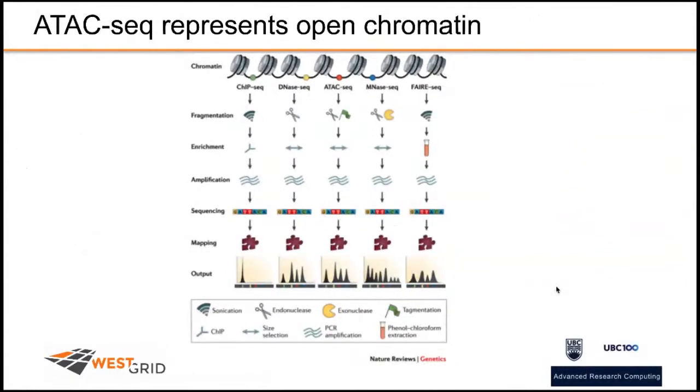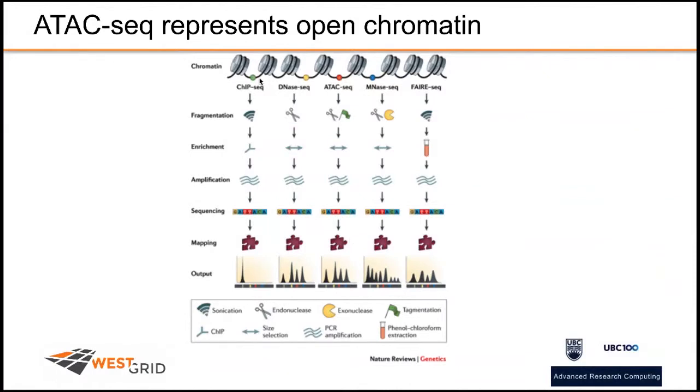ATAC-seq is somewhat of a similar assay, but instead of finding places where the DNA is attached to a protein, the process of ATAC-seq is that it will find regions of DNA which are open and exposed. It will then essentially pull down those regions with a specific restriction enzyme, amplify them, and then sequence them.